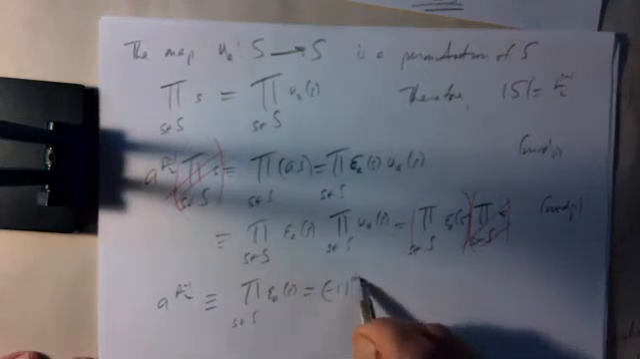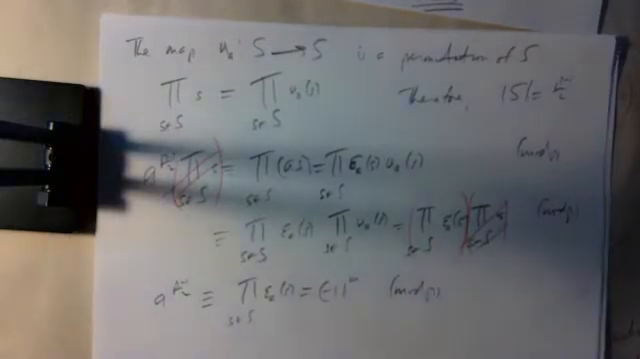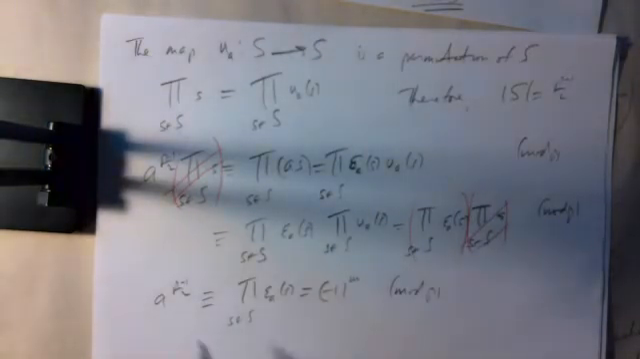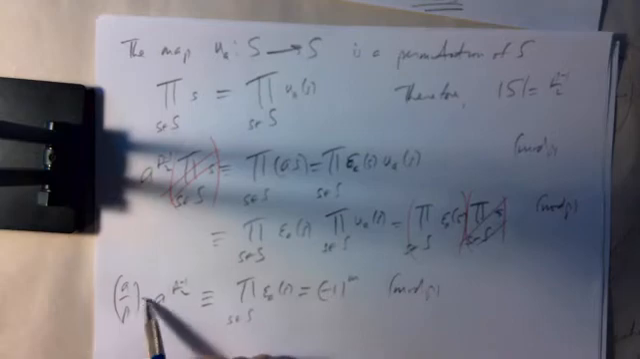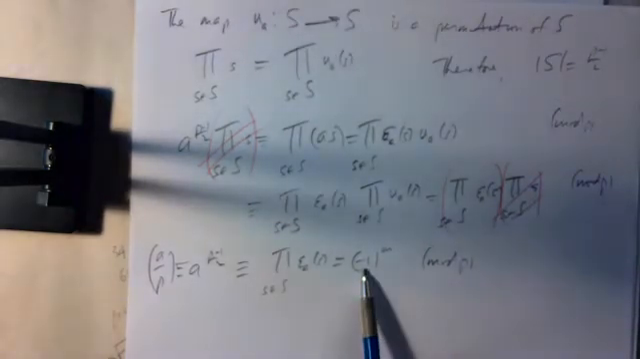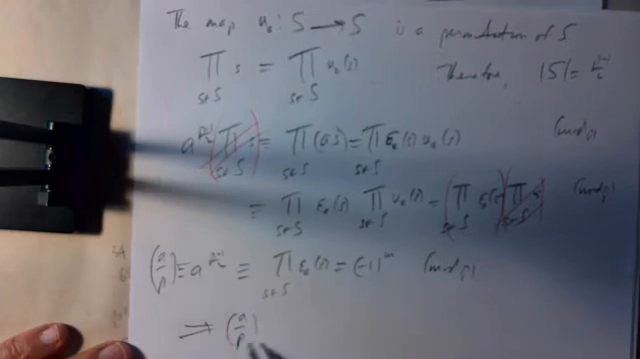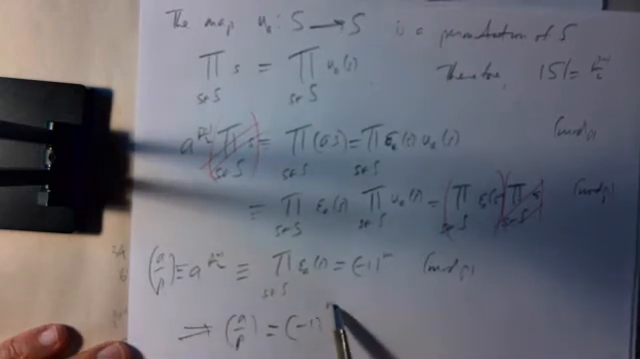which is minus 1 to some m. M is the number of minus ones here, mod P. And this is the Legendre symbol A over P. A over P is congruent to this. So this number, which is plus or minus 1, is congruent to this, which is plus or minus 1. The difference is divisible by P. So A over P equals minus 1 to the m.